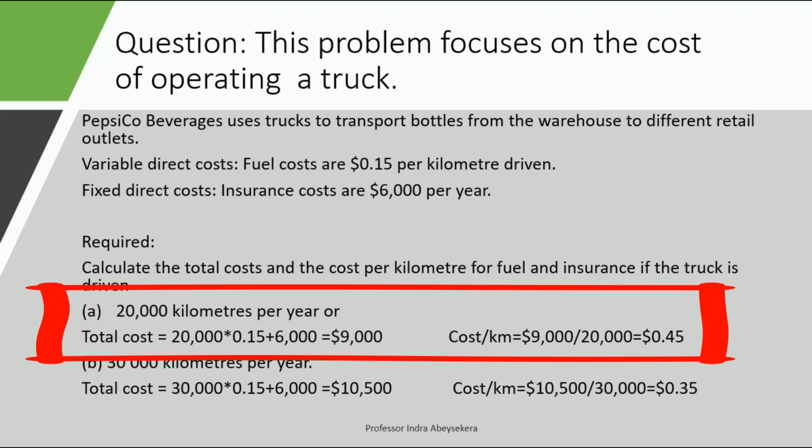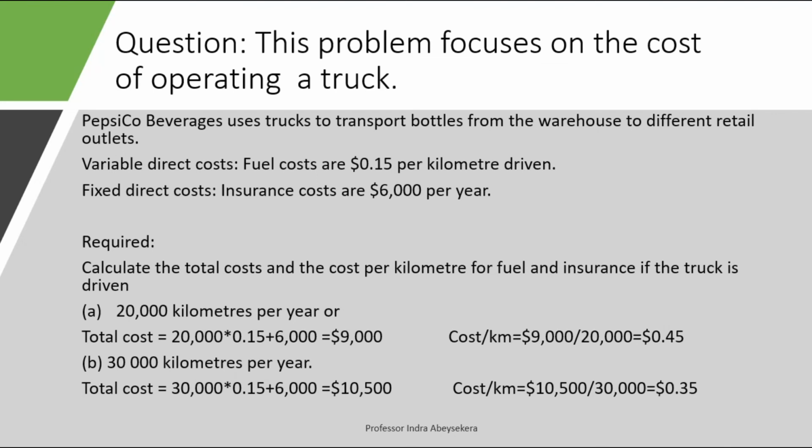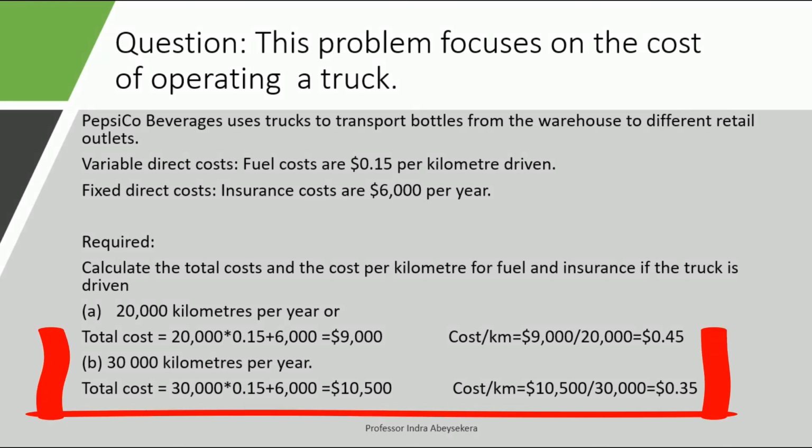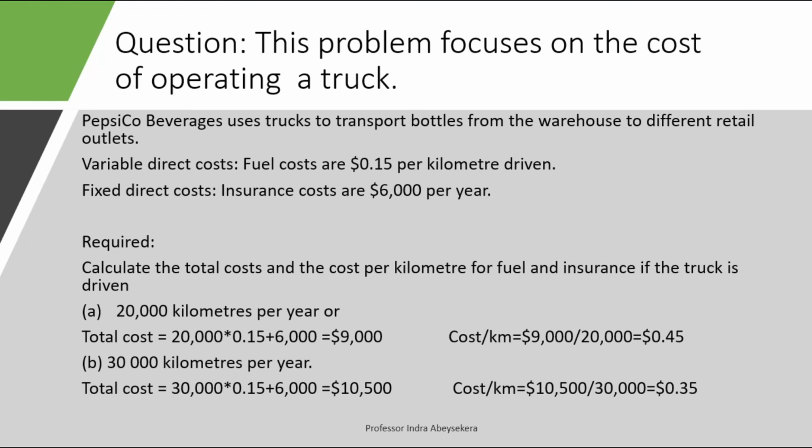In the second scenario, when the truck is driven for 30,000 kilometers, there's a fixed cost that doesn't change, 6,000, and our variable cost here is 30,000 kilometers at 15 cents, and the total cost becomes 10,500. Cost per kilometer equals 35 cents. And if you want to calculate per insurance, the total cost is 10,500 divided by 6,000. What we can see is that cost per kilometer is decreasing with a greater mileage covered by the truck.